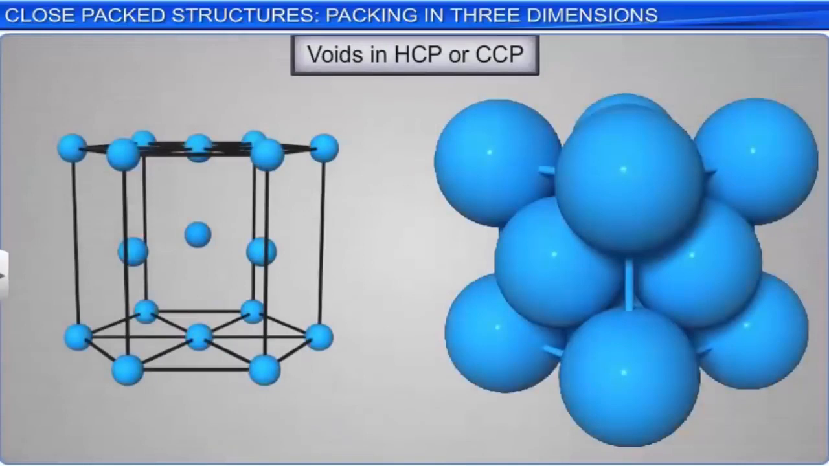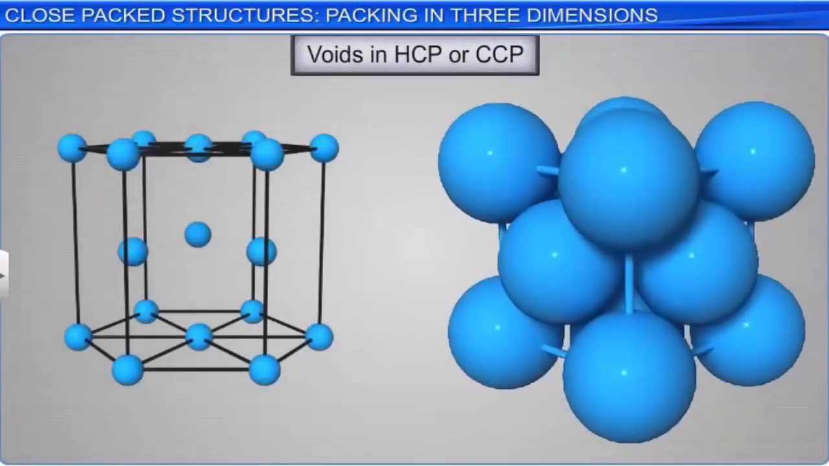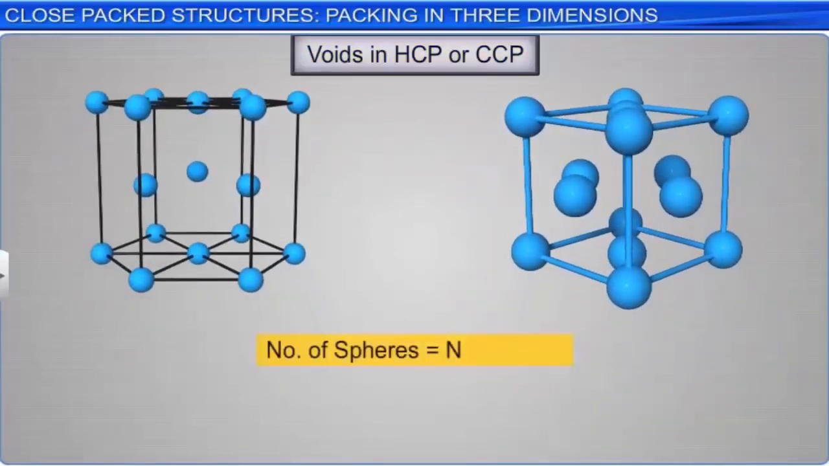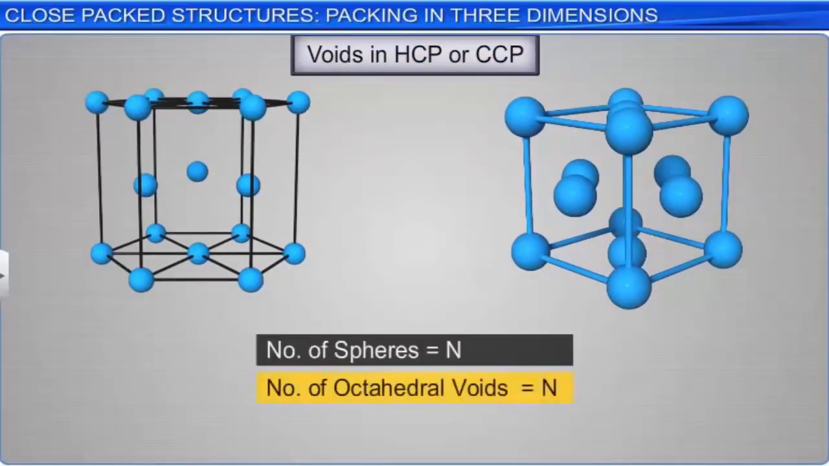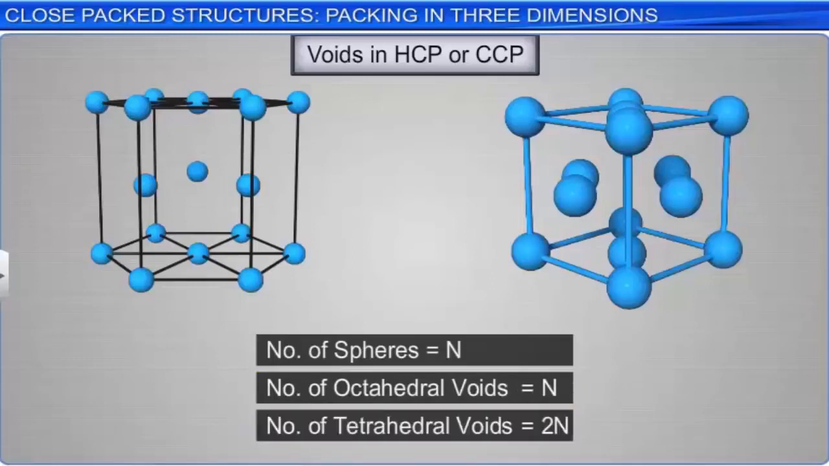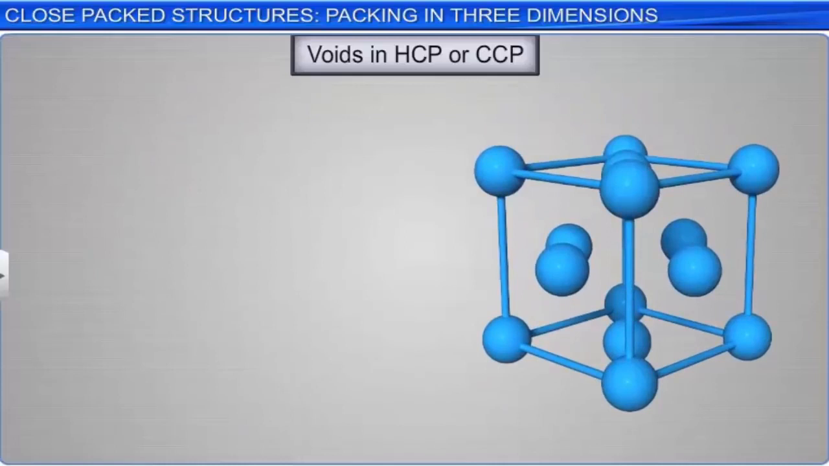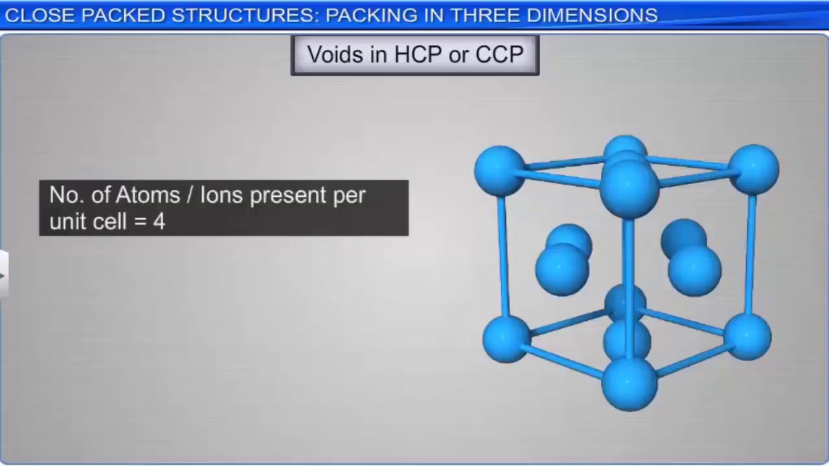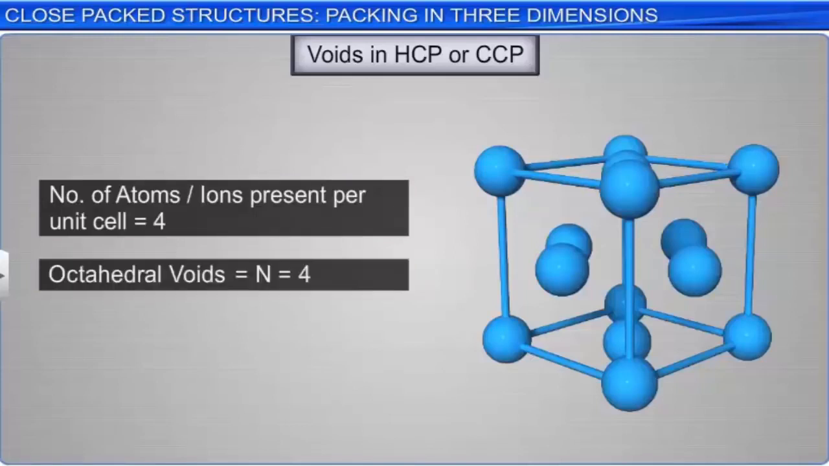In a close-packed structure, whether CCP or HCP, if there are n spheres in the packing per unit cell, then the number of octahedral voids is the same as n, while the number of tetrahedral voids is equal to 2n. For example, in a CCP arrangement, if 4 atoms or ions are present per unit cell, then the number of octahedral voids is also 4, while the number of tetrahedral voids is 8.